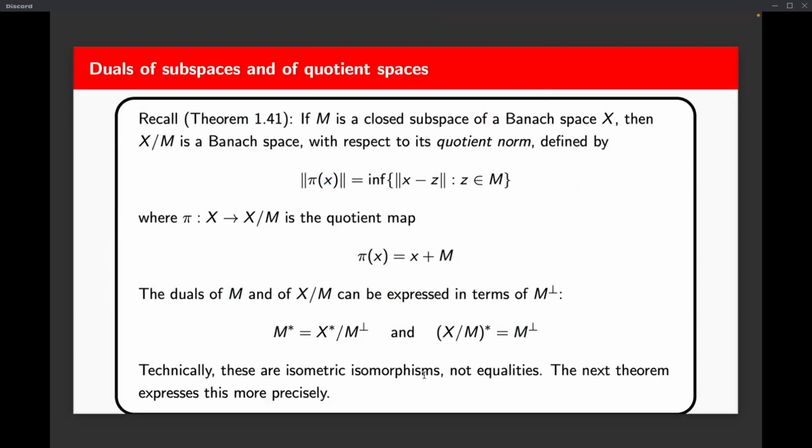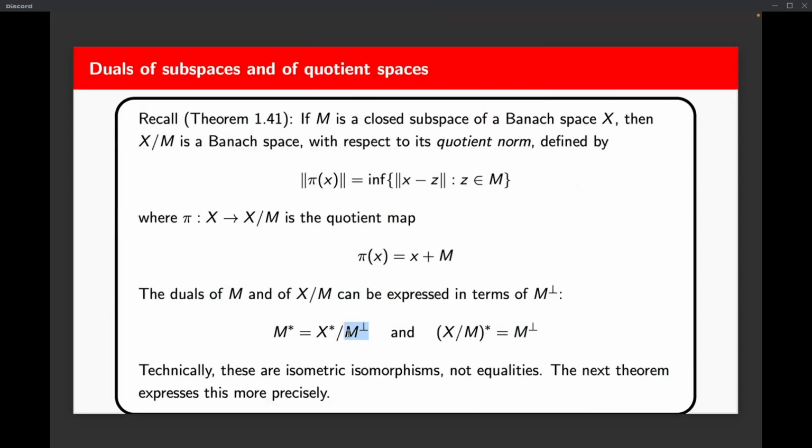Okay, so why did I bring that up? Well, because we are now going to relate how the norm duals are related on these spaces. So M star, the dual space of this closed subspace, under its norm dual, is basically equal to, although it's really isomorphic to, the quotient space of the dual of the original X by the right perp of M.